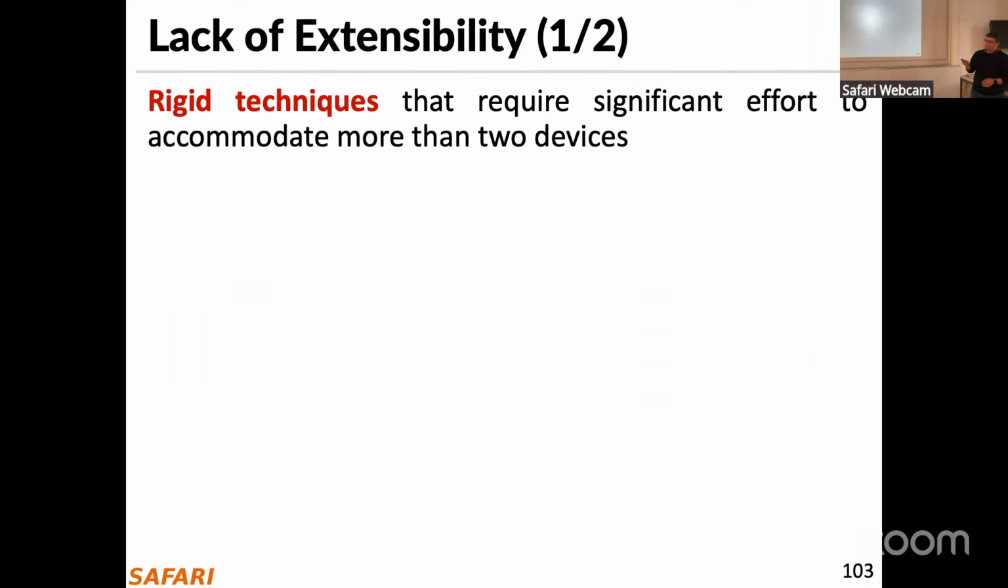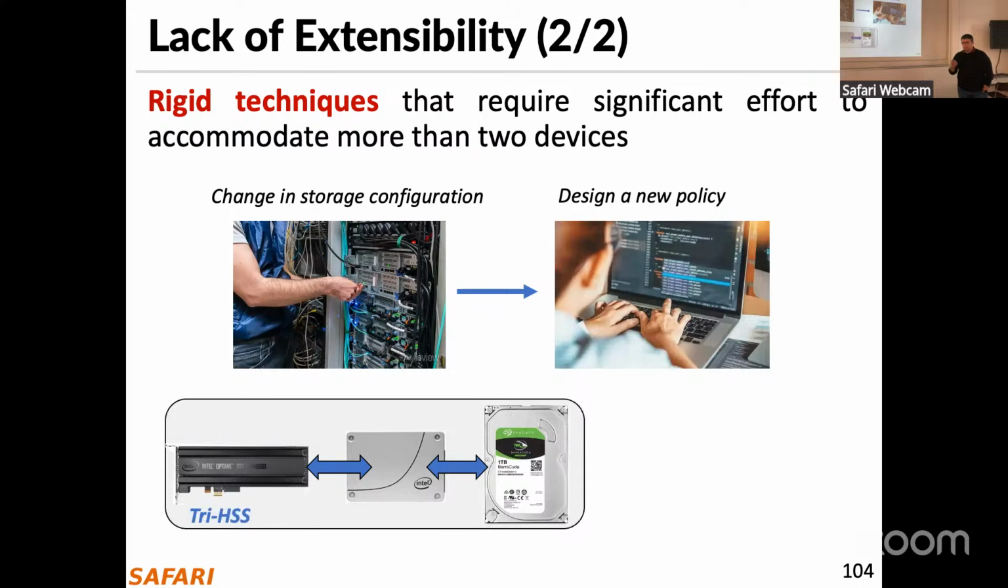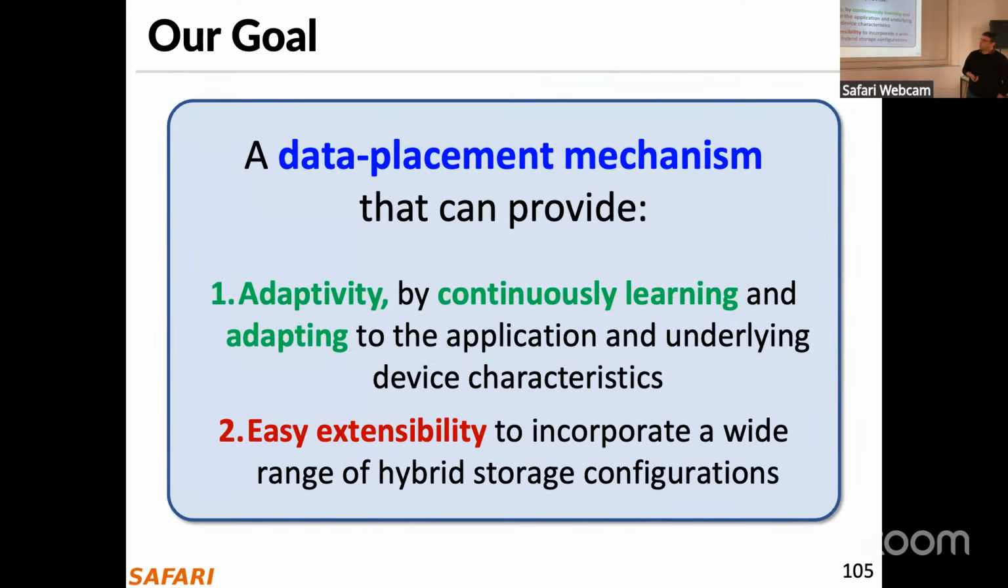Lack of extensibility is another major limitation of these prior techniques. These are very rigid techniques that require significant effort to accommodate more devices. If you have two devices, you would design a policy that can do well for these two devices. But if you add another device, you need to change the policy itself or design a new policy. So with that, our goal was to propose a data placement mechanism that can provide both adaptivity to changes in workload and HSS conditions, and easy extensibility to different configurations.